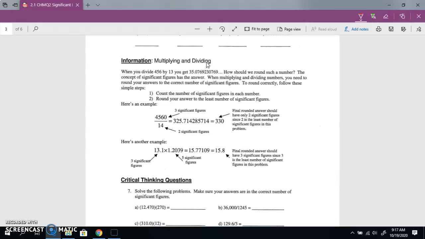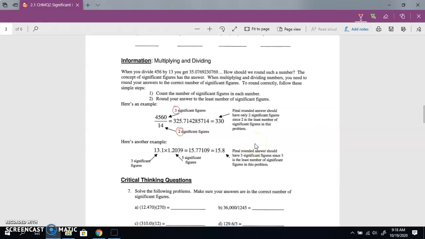Okay, rounding in multiplication and division problems is simple. So take a look. Step number 1 is you're going to count the number of significant figures in each number. You can see in this first example that we've got 3 sig figs here and we've got 2 sig figs here. I recommend writing down the 3 and the 2. Step number 2 is you're going to round your answer to the least number of significant figures. So not 3, we're going to round to 2.